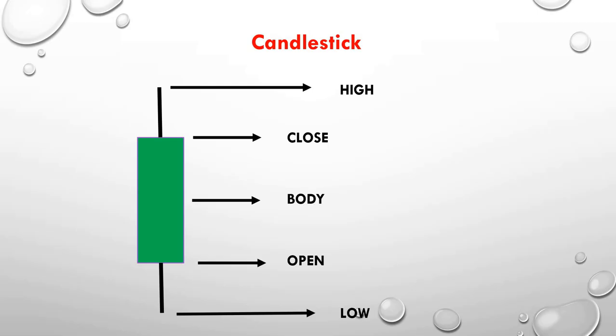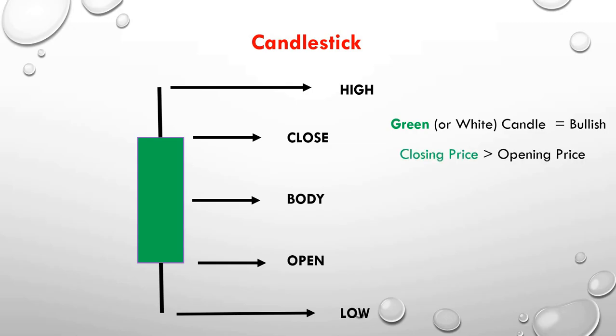Now you will observe over here, I have made a green candle. It can be a green candle or I can also show you a white candle. Whenever a green or white candle is there, it means the market is bullish. Now what do you mean by the word bullish? A bull is an animal which always looks upward. So bullish means when the prices are rising, which means your closing price is greater than your opening price. Opening price is, let's say, 5 rupees, and your closing price is 10 rupees. That means an upward trend, prices are rising, a bullish market.